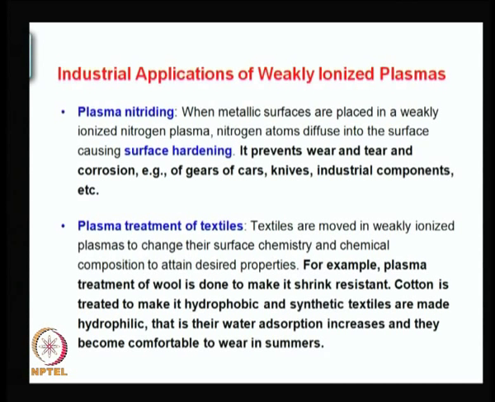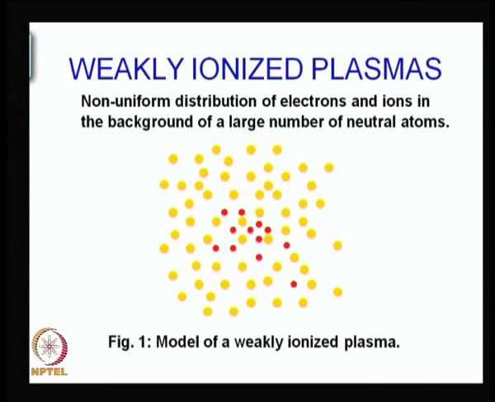So, amongst many other applications of weakly ionized plasmas, these are two very interesting industrial applications where diffusion phenomenon is primarily responsible for these properties. So, that is why we study weakly ionized plasmas. As I have said earlier, what is a weakly ionized plasma? It is a non-uniform distribution of electrons and ions in the background of a large number of neutral atoms. In this figure, I have shown the model of a weakly ionized plasma. If the color is distinct to you, then the red colored smaller dots are the charged particles.